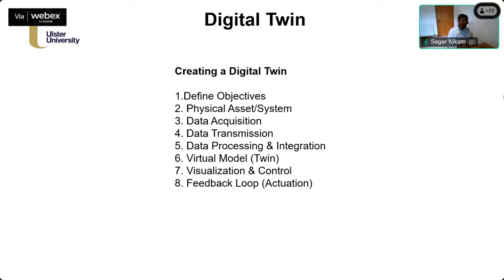The next thing is to identify the physical assets and system. It could be real equipment, a process, or a product. For example, in additive manufacturing, it could be the additive manufacturing process itself, or a robotic arm, or a water pipeline, or a turbine. Then comes data acquisition.